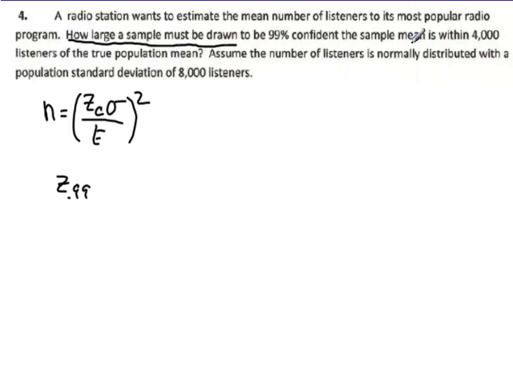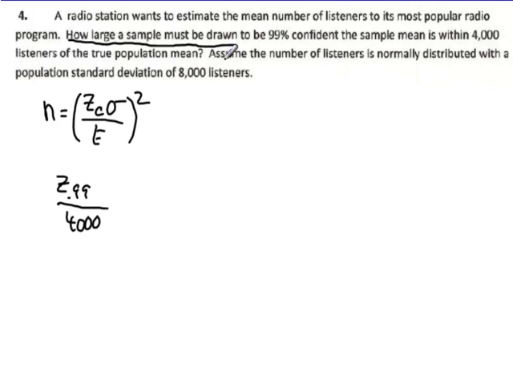Now, within 4,000 listeners, that's not the standard deviation there. In fact, the standard deviation is not given in that line. The 4,000 listeners, whenever they say within a certain amount, that's going to, more times than not, refer to the E, the error in the problem. So our denominator error is going to be 4,000.